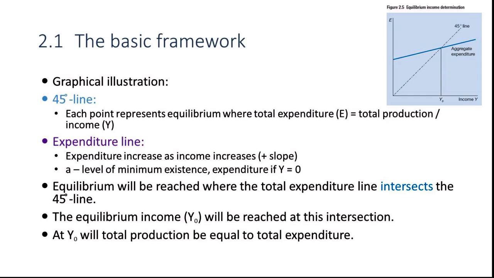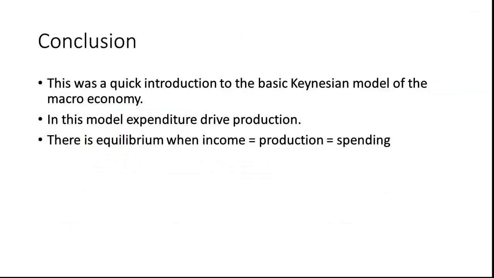You'll see that this aggregate expenditure line has a specific intercept on the vertical axis. It also has a positive slope, which means that if income increases, expenditure will increase. We'll talk more about the different components that creates this shape during the rest of the chapter.